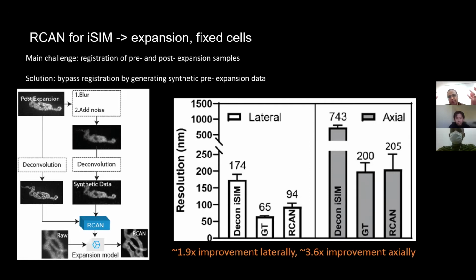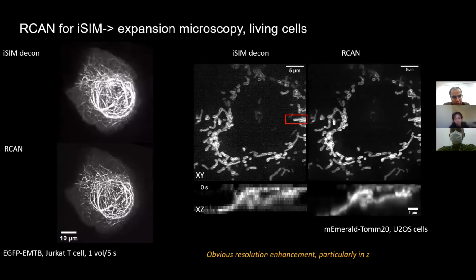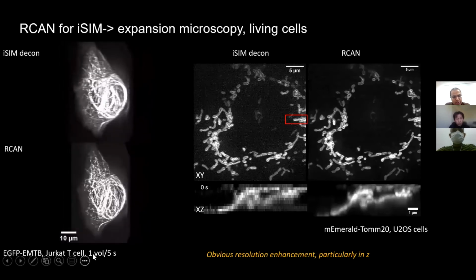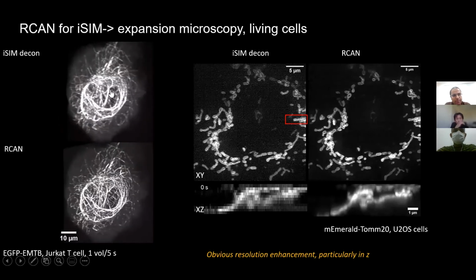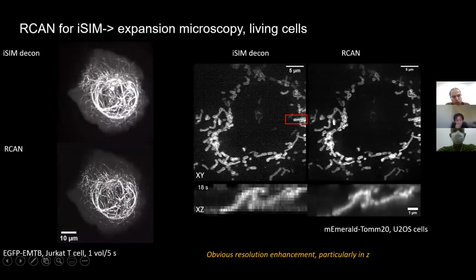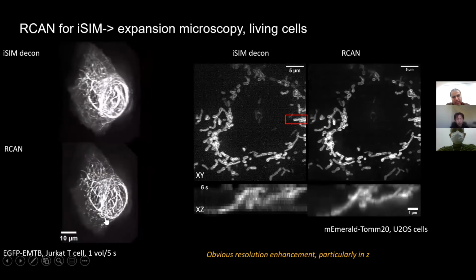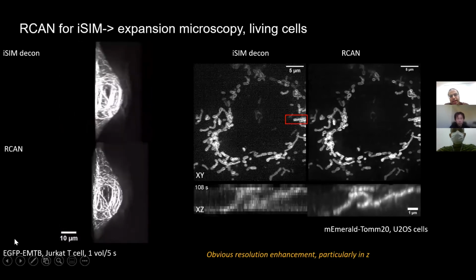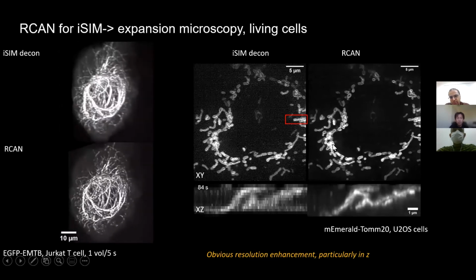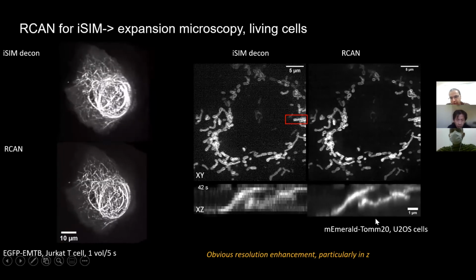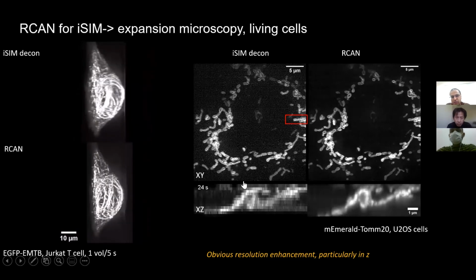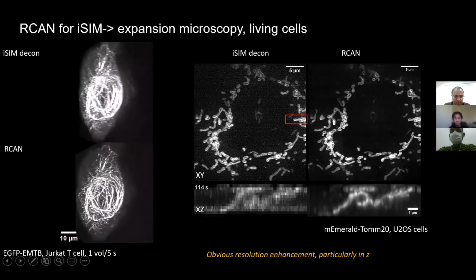Again, I think that's where the real power of these neural networks could be, right? Because there are good ways of getting higher resolution data in fixed samples. And so just to show some examples here, if we look at Jurkat T cells, these immune cells that are spreading on an antibody-coated coverslip, the iSIM input data after deconvolution is okay, but particularly in Z, we get this bump in resolution after the RCAN network. And if you look at these mitochondria, if we zoom into this area over here and look at the axial views, again, you get this kind of improvement in Z compared to the iSIM input.